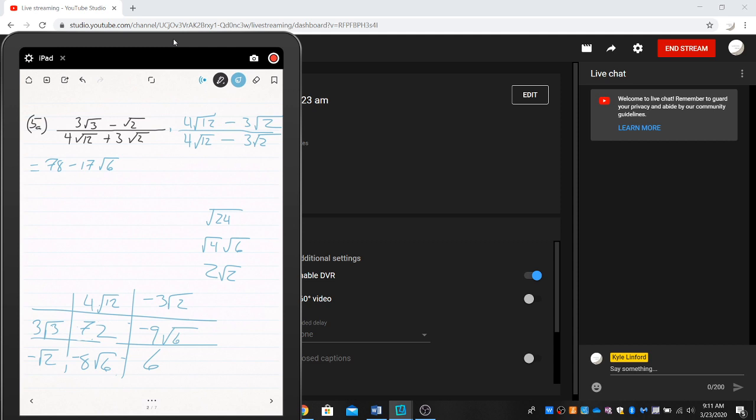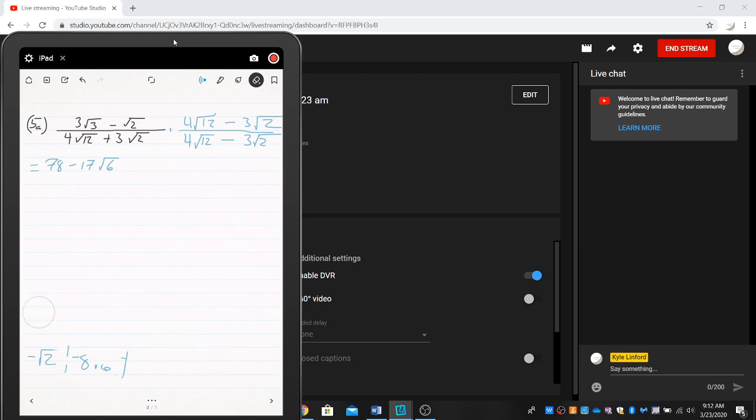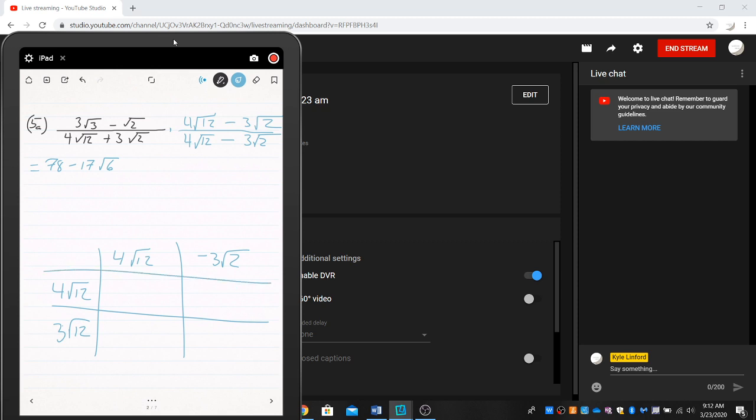Now let's go ahead and do the denominator. Let me clean up some space here. We'll set the problem up again, box method style. We have 4 root 12, and we have 3 root 12. And then we have again a 4 root 12, and this time a negative 3. Oh, I'm sorry, it's root 2. I'm just messing up all kinds of things today. All right, root 2.